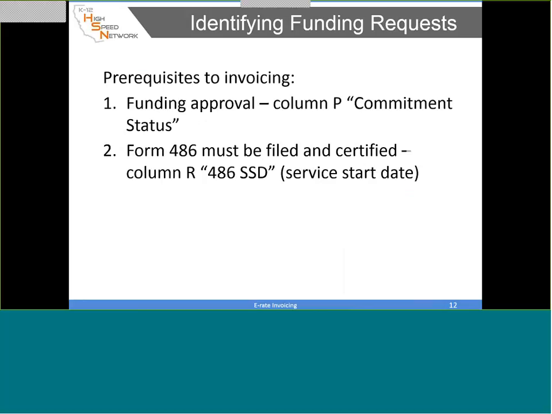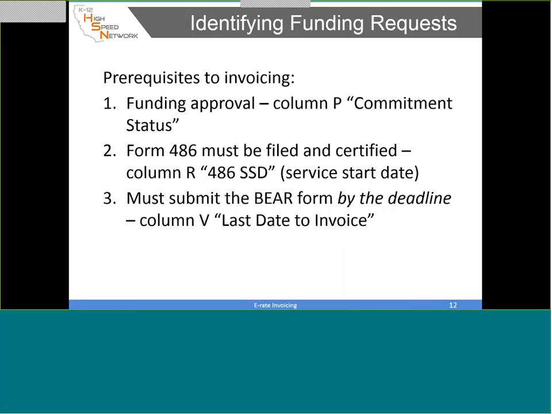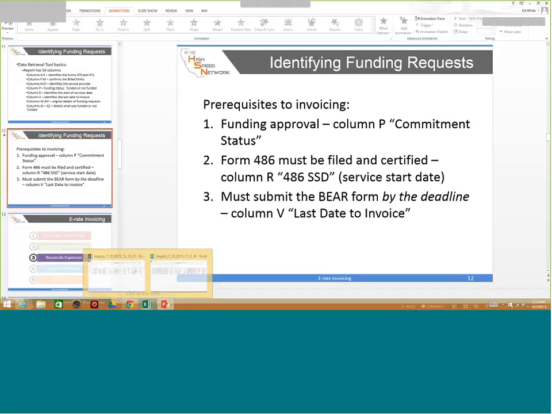Number two is your Form 486 has to be filed and certified. We're going to take a look at column R, which is entitled 486 SSD or service start date. We'll talk about that as we switch back over to the actual spreadsheet. And the third thing that must happen is you must submit your BEAR form by the deadline. How do we know what the deadline is? Column V, last date to invoice, tells us what that deadline is. So let's head back out to that spreadsheet.